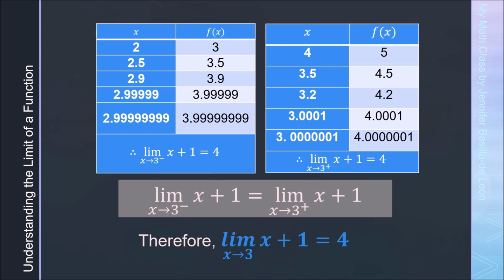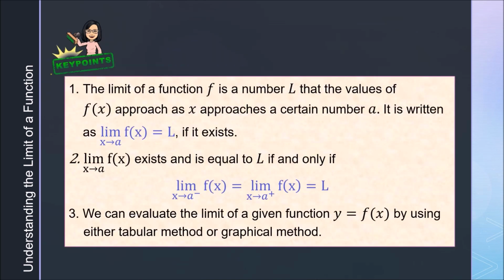With this, we can get the limits of the function either using the graph of the function or using the table of values. From this, we can have the following key points. First, the limit of a function f is a number L that the values of f of x approach as x approaches a certain number a. It is written as the limit of f of x as x approaches a equals L, if it exists.